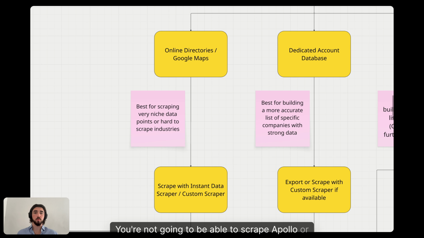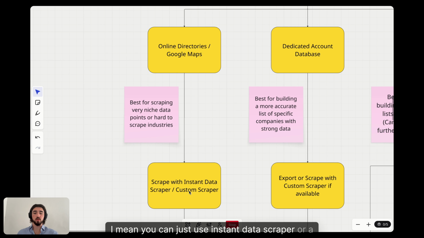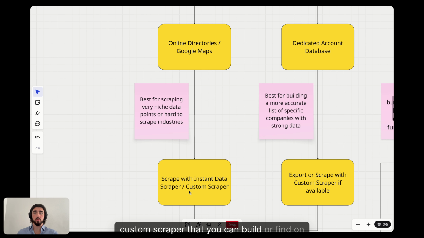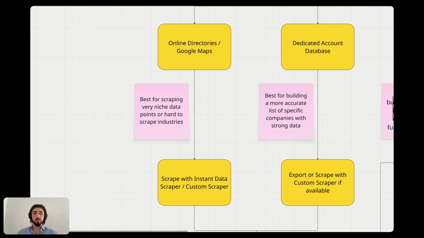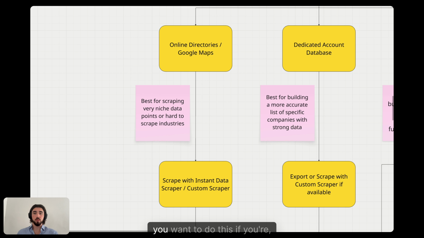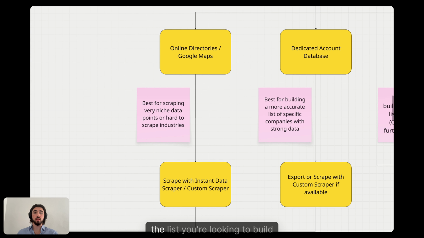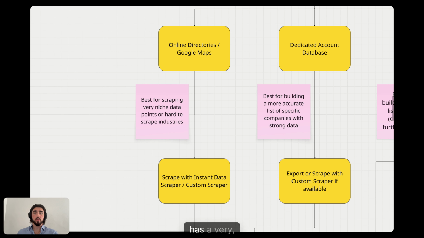You're not gonna be able to scrape Apollo or Crunchbase for that. And with this, I mean, you can just use Instant Data Scraper or a custom scraper that you can build or find on Apify for this. But you want to do this if the list you're looking to build is very niche, right? And you can build some very powerful lists off this.